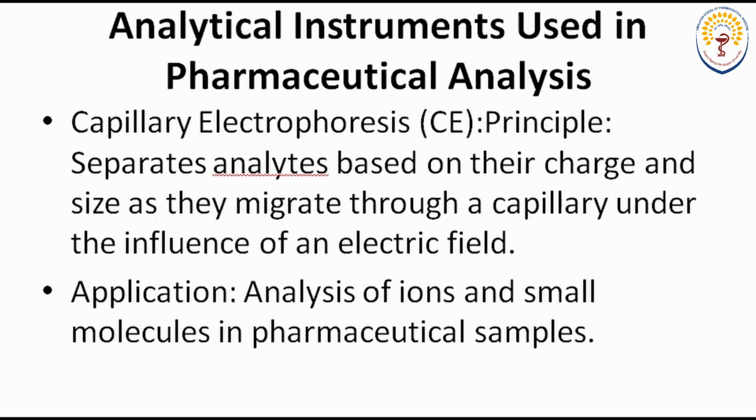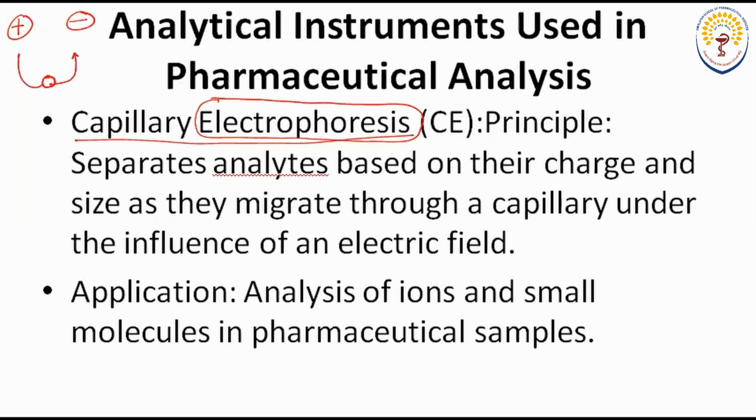Now, the next instrument is capillary electrophoresis. Capillary electrophoresis is a very important technique. It uses the concept of electrophoresis, in which we are using two electrodes, positive and negative. The compounds which are charged, of colloidal size, will go to the respective electrode depending on their charge, and that is how we separate the compounds. So what is written here is that it separates the analytes based on their charge. Obviously the positive charge will go to the negative electrode, and the negative charge will go to the positive electrode.